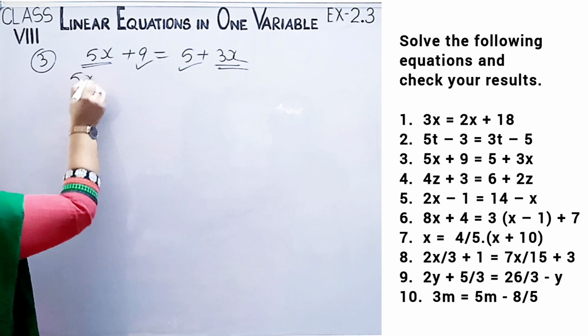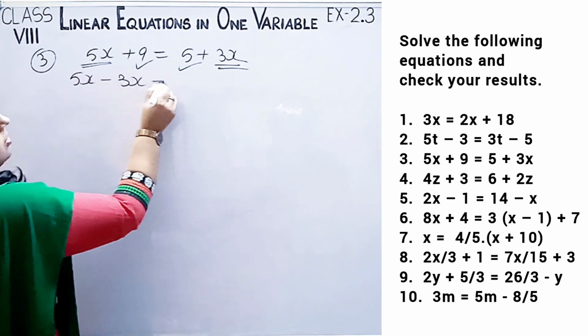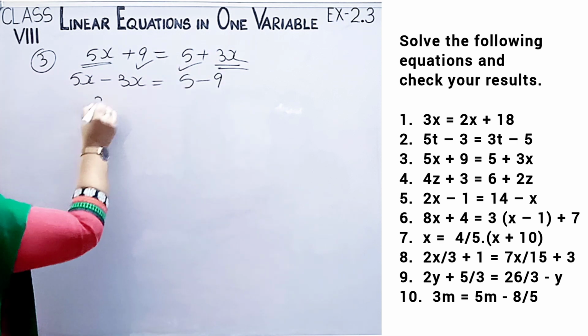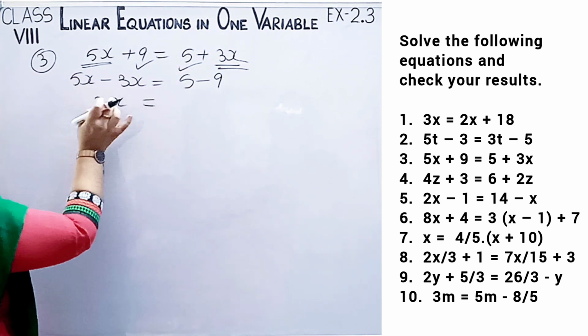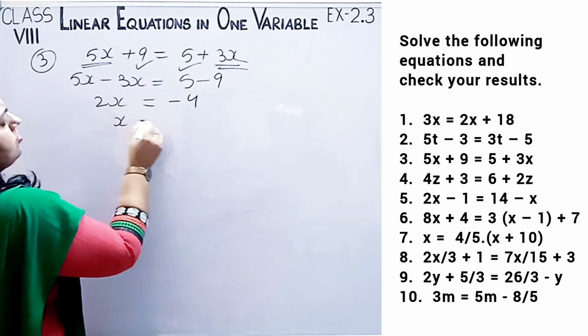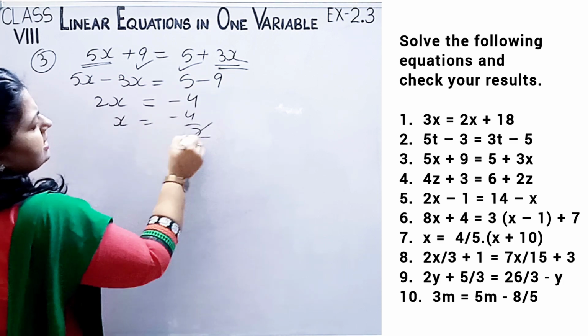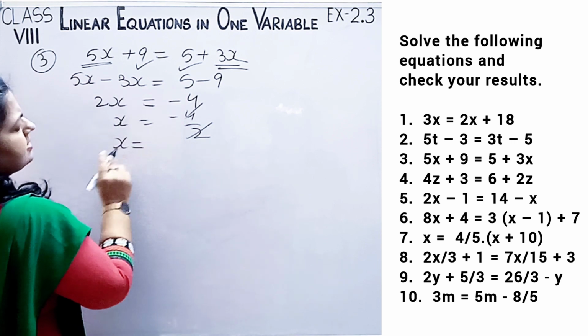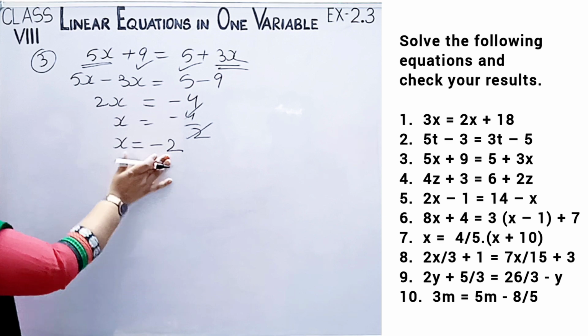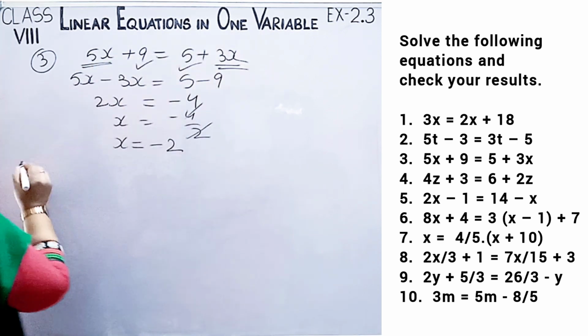So 5x minus 3x equal to 5 minus 9. So this is 2x. After subtracting 5 minus 9, we have minus 4. So x equal to minus 4 upon 2, cancel out. We get the value of x is minus 2. Substituting minus 2 in this equation.